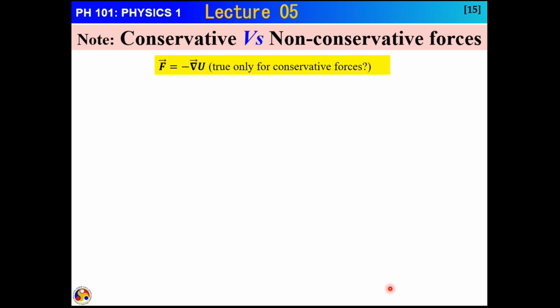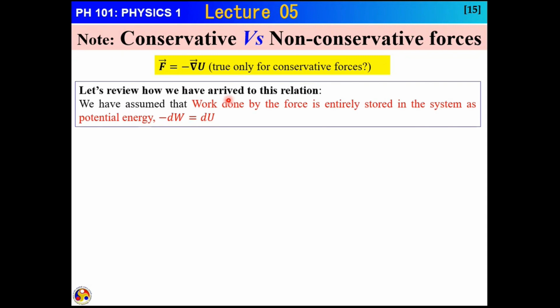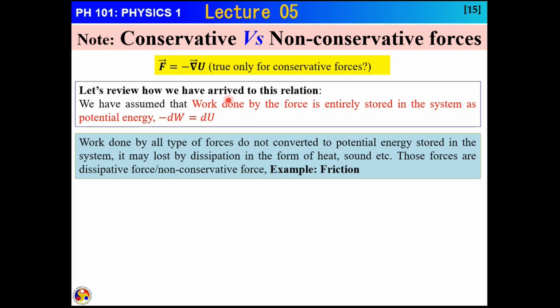So when we write the force is equal to minus grad U, we derived this by considering the conservation of energy and so on. We considered the statement that the work done by the force is converted to energy. But this is only true for the conservative force, and hence this formula is only true for the conservative force. Okay, that's fine.